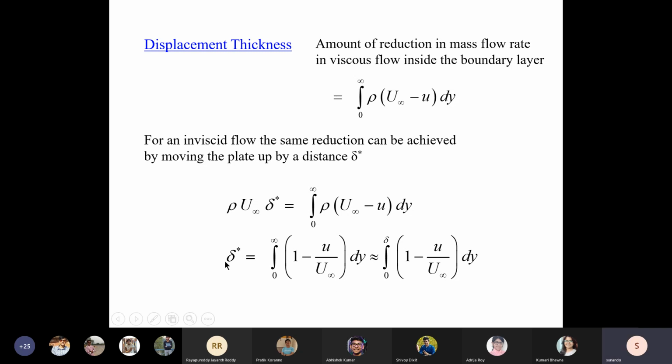Okay, so what is the advantage of defining something like delta star? What advantage would I get which would reduce the experimental problem or experimental uncertainty in pinpointing the edge of the boundary layer? Can I have some comments from you? Why do you think delta star is a better choice than the boundary layer thickness delta, which we have defined in the previous slides? Anyone with any idea?